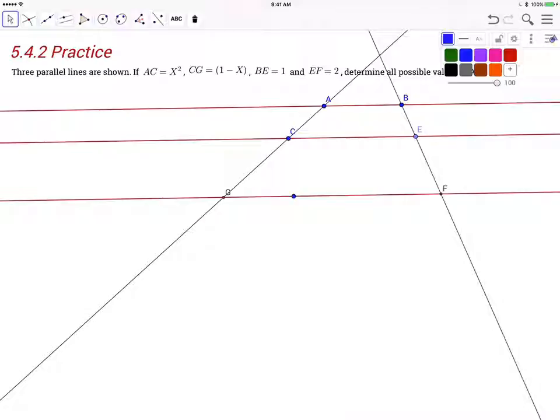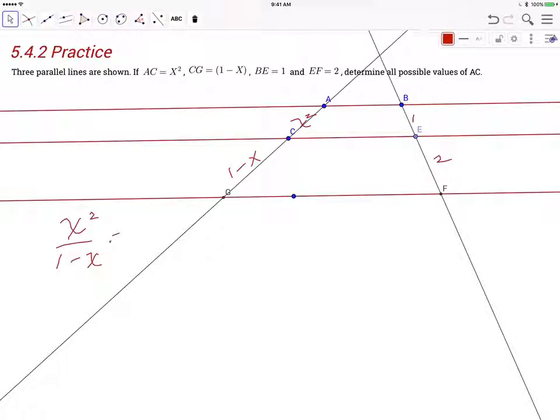Okay, welcome back. Here we go. So AC is x squared. I'm just going to put some of this stuff in. X squared, 1 minus x over here, 1 and 2. And we know from this section that the proportions of the cut transversals are preserved. So we should have set up that x squared over 1 minus x should be 1 to 2.